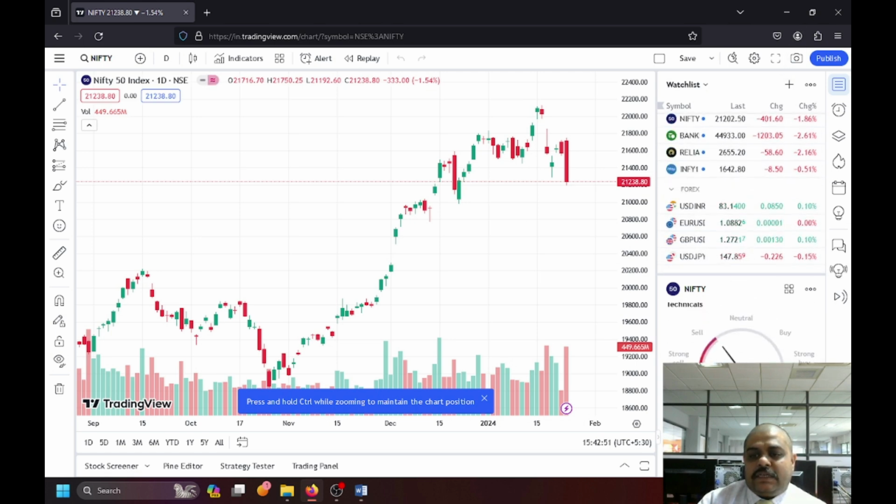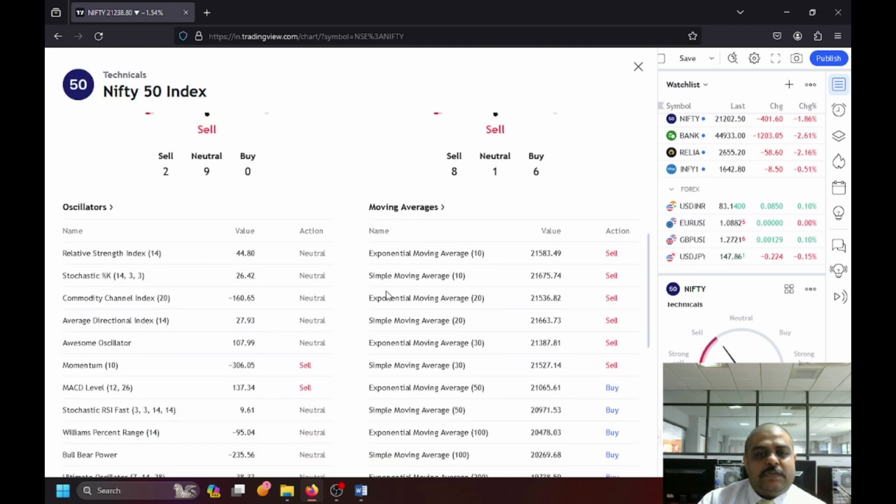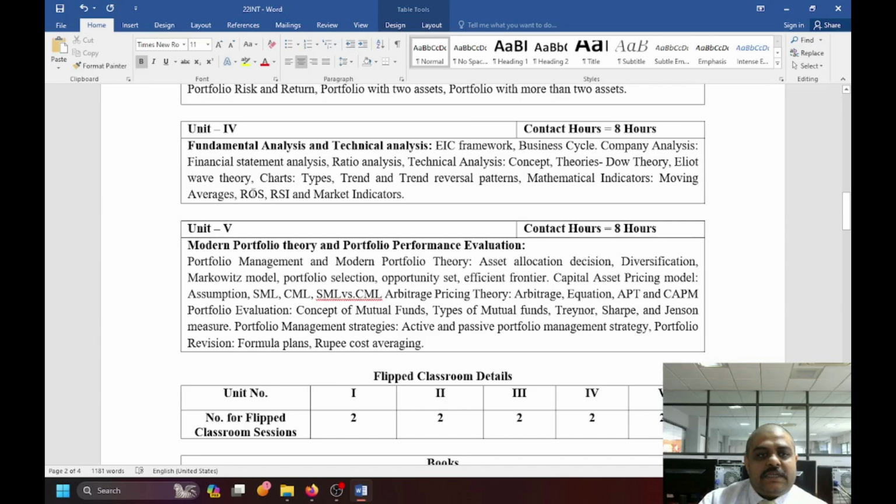There are various technicals like the MACD chart, exponential moving average, and simple moving average. What do these mean to us? We are going to understand these aspects in technical analysis.